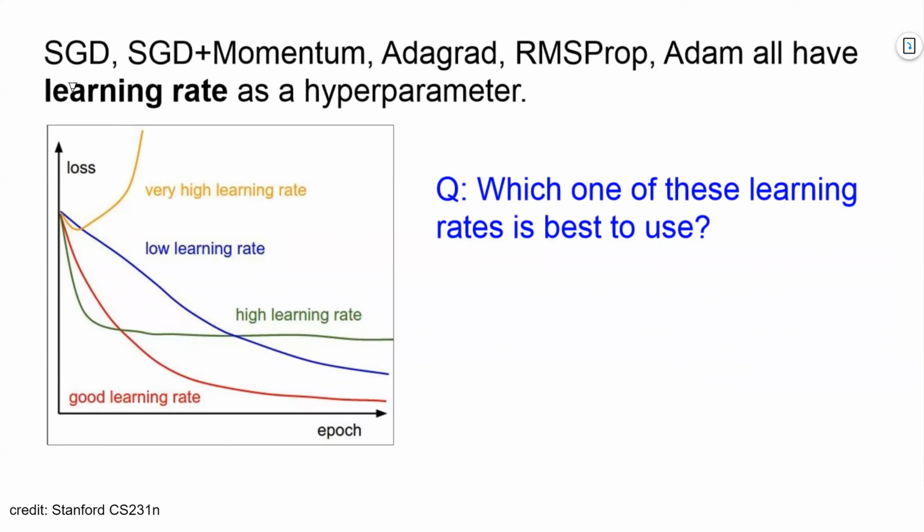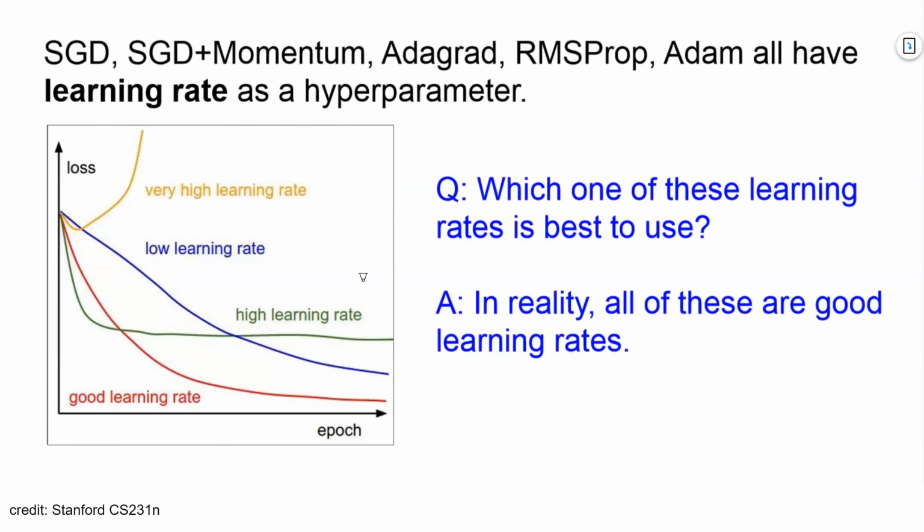And in the case of SGD, SGD plus momentum, AdaGrad, RMSProp, and Adam, all have the learning rate as a hyperparameter. Which one of these learning rates is best to use? Think about it for a moment. The answer is that all of these are good learning rates because we have different situations, and depending on the situation, the optimal learning rate varies.